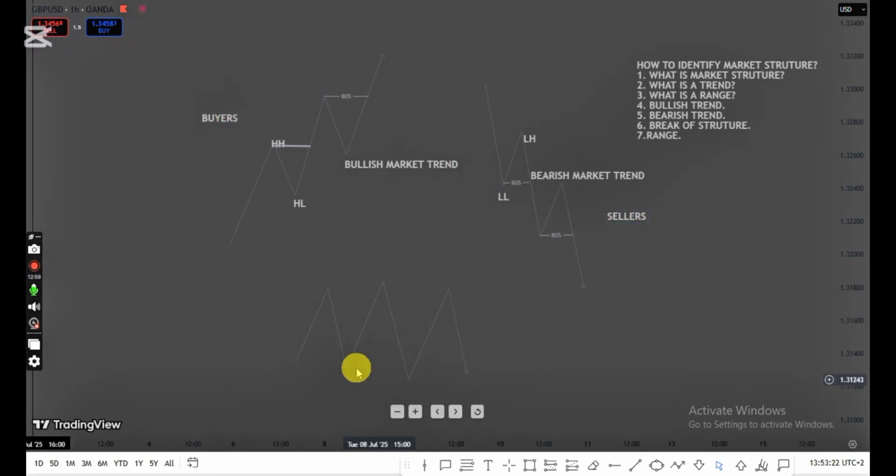But when we are in a range, meaning that neither of the two has enough pressure or enough momentum to push price towards their direction, we experience what we call a range in the market. This is a range. Then we have the low, and then we have a high right here, right? So this is how price looks.